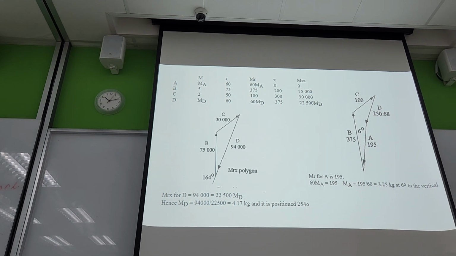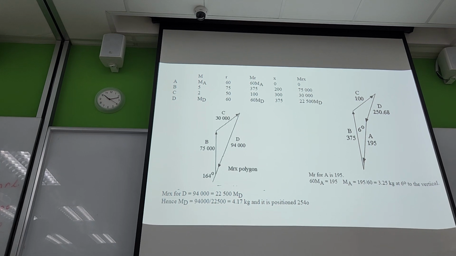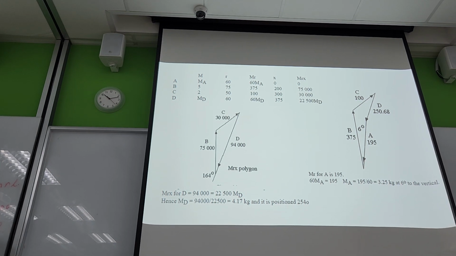So 375 into 200 is 75,000. So you can write 75,000 here. So here is 30,000. So here will be 22,100. Okay, so first I'm going to plot the MRL polygon. Okay, so the first one is 0.